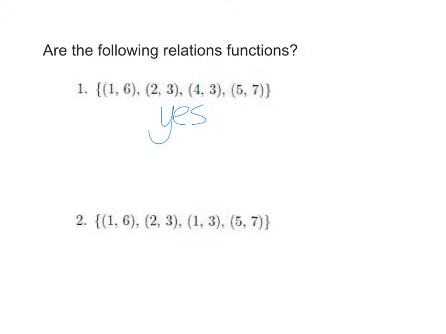It just can't have two different outputs for one input, which number 2 actually has. Do you see it? 1 and 1. When you input a 1, it outputs a 6, but the next time you input a 1, it outputs a 3. That's not a function.